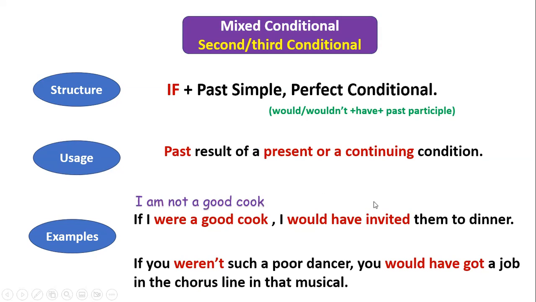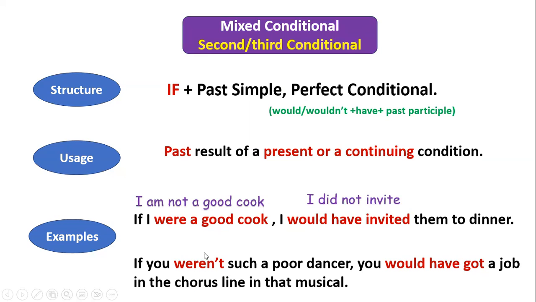And then the other part, you can see here that I have would have plus past participle, would have invited them to dinner. If I were a good cook, I would have invited them to dinner, which means I did not invite them to dinner. لو أنا بعرف أطبخ كان عزمتهم على العشاء. But both parts are not true, right? One of them is in the present, like I'm always not a good cook, and the other one is in the past, which is a specific situation in the past. I did not invite them to dinner because of that.